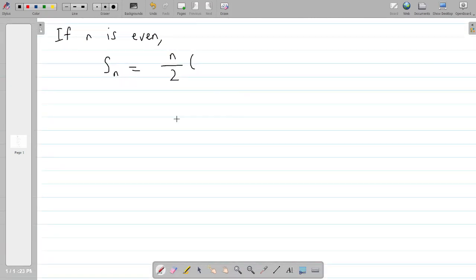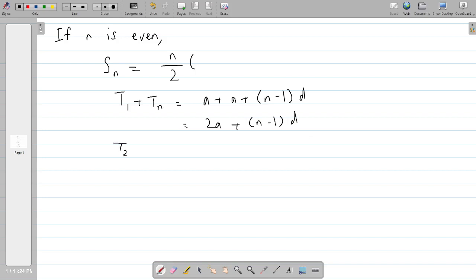Why? Because t1 plus tn is equal to a plus a plus n minus 1 d, or 2a plus n minus 1 d, right? Now if we take t2 and add it to tn minus 1, we get a plus d plus a plus n minus 2 d, right? And if you sum this up, you actually find that this also equals 2a plus n minus 1 d.